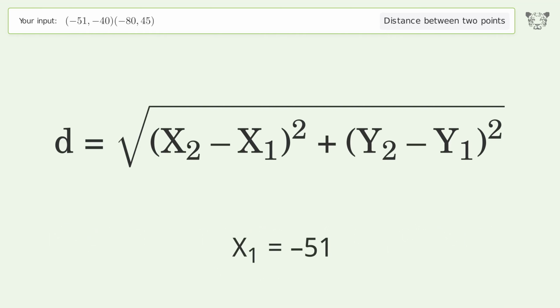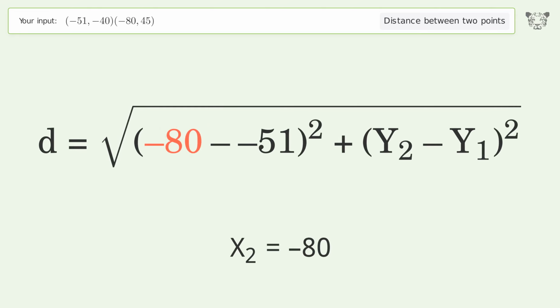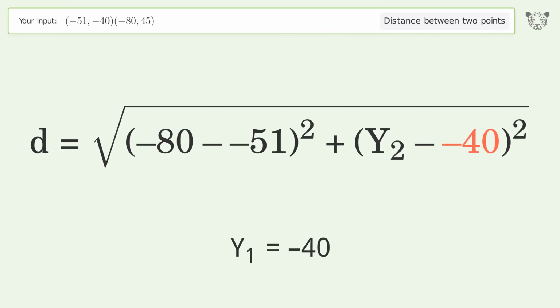x1 equals -51. x2 equals -80. y1 equals -40. y2 equals 45.